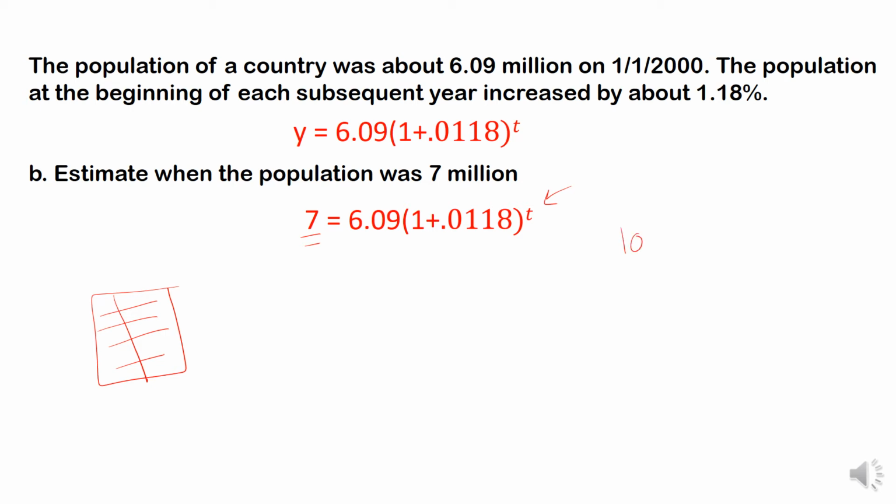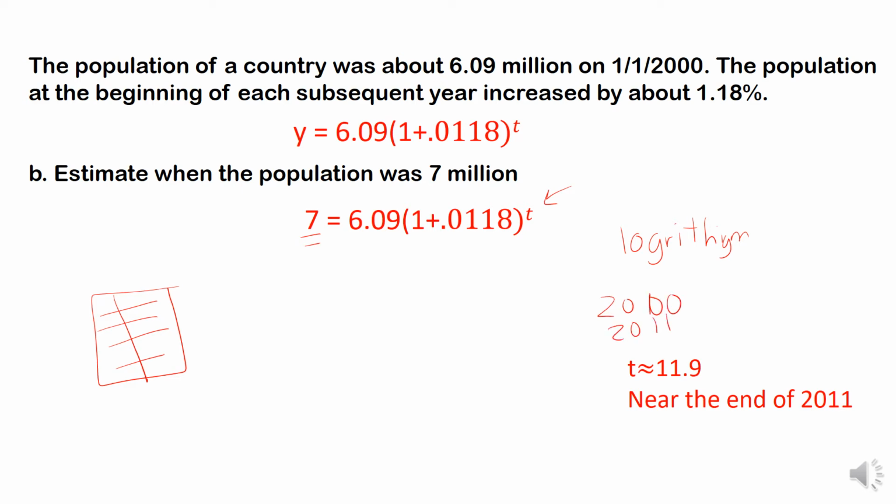Later on, you'll learn how to do logarithms. I think that's how you spell it. Anyway, you'll learn how to do that, and you'll be able to solve this kind of problem. But the answer that you'll get is about 11.9 years, which you'd have to add to 2000, and you'll get 2011. And so it'll be 0.9 of the year, so it's near the end of 2011.